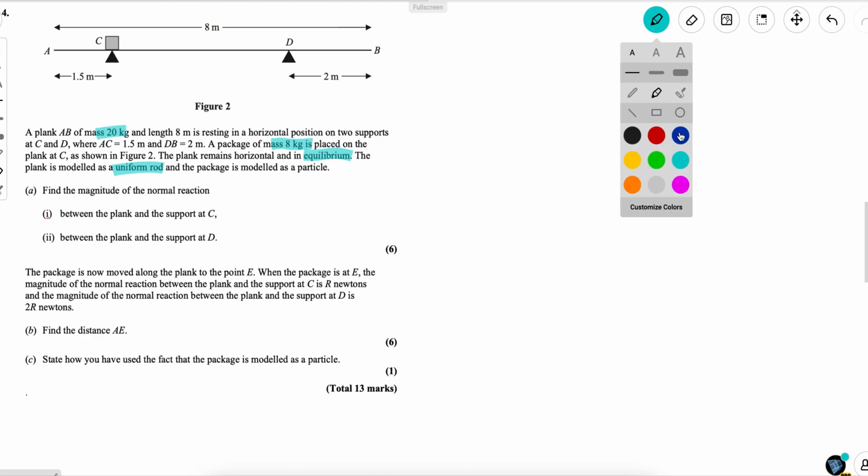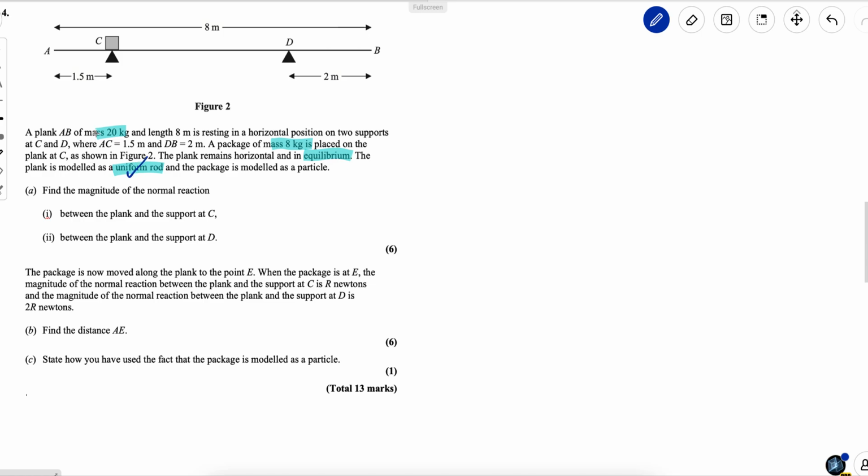So now I can mark on the things that I've found in the question. As the rod is uniform, its mass of 20 kilograms acts right at the centre. So I'm going to mark that on to begin with. So that's 20G, and the distance here I'll mark on as 4.